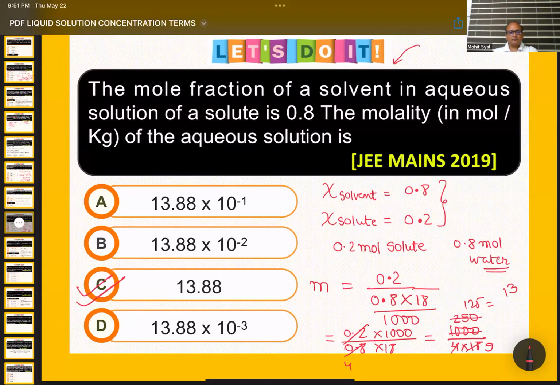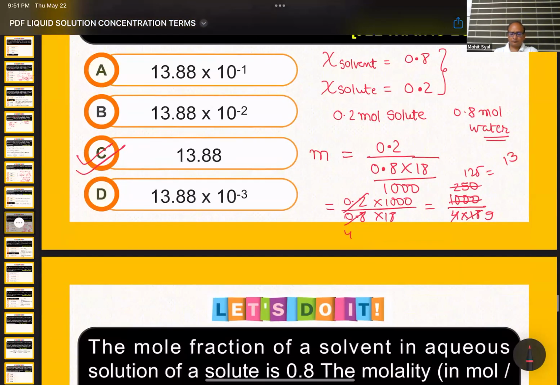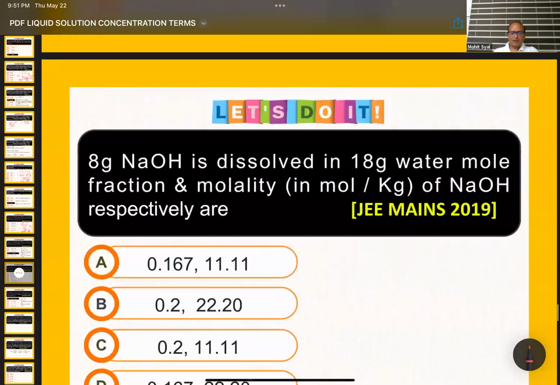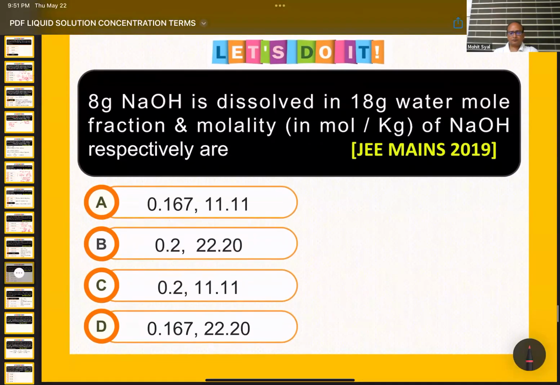Jasleen, is it clear or not? Yes, sir. Got it. So this is how we are going to do. Ibrahim, method is clear. Yes. This is very easy. Direct question because the quantities are directly mentioned. So every time you don't expect a tough question. Got it?